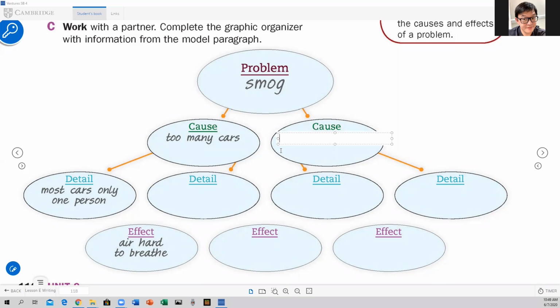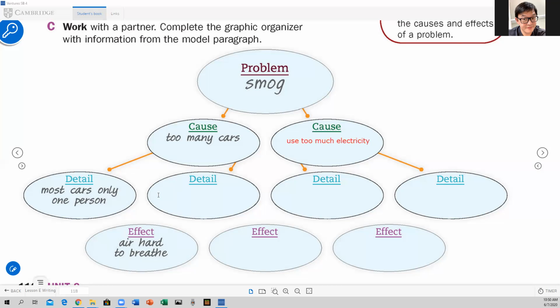The person mentioned that people use too much electricity, right? Remember? Because the houses are not energy efficient, and then you have to use more electricity. Okay, so too many cars, and one detail: most cars only have one person.